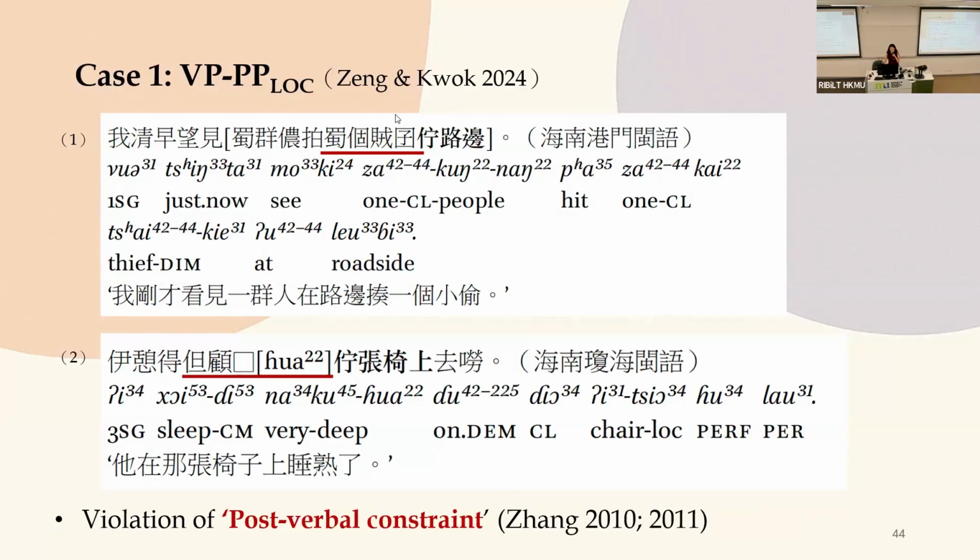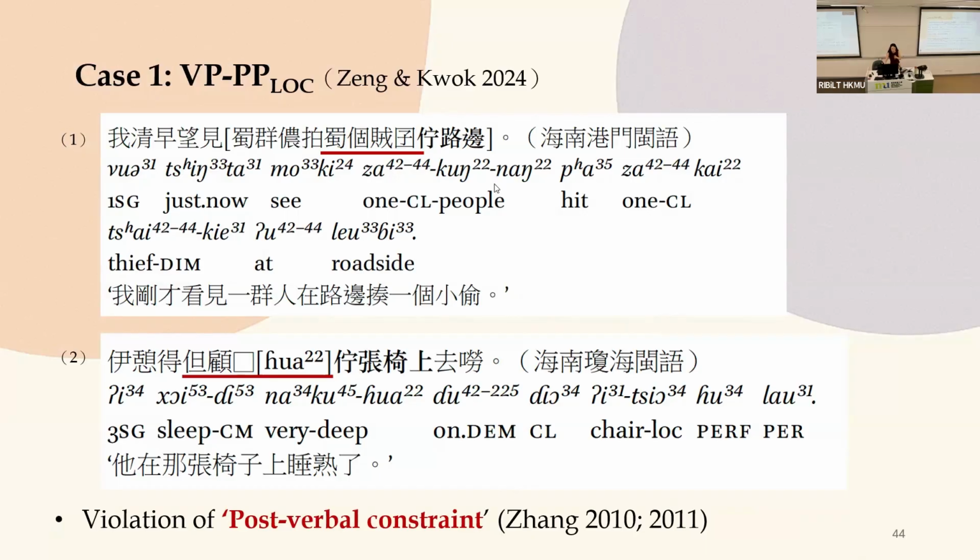For example, here, a group of people hit a thief by the road. So it's something like that. And if you speak Chinese, you will know there's no way you can say a sentence in this word order and make it valid, or it's ungrammatical anyhow. But in Hainan Min, this is actually a very common way to say a sentence.